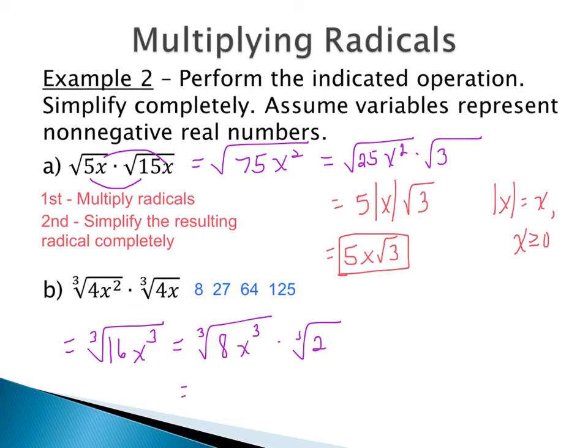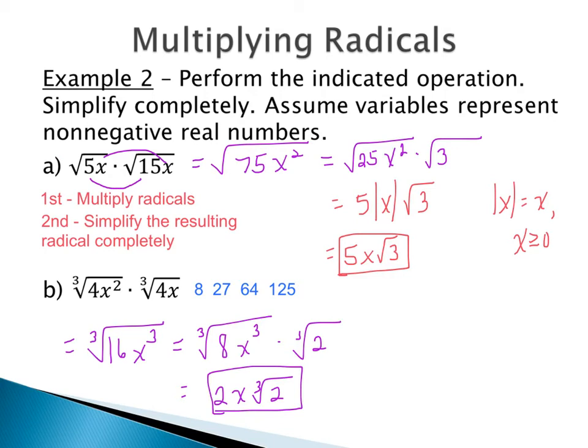So here we have the cube root of 8 is going to be 2. The cube root of x to the third, again, 3 goes into 3 one time, so I have an x to the first or just x, and then that leftover cube root of 2 will just stay.